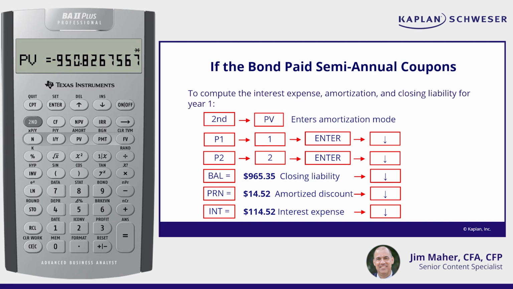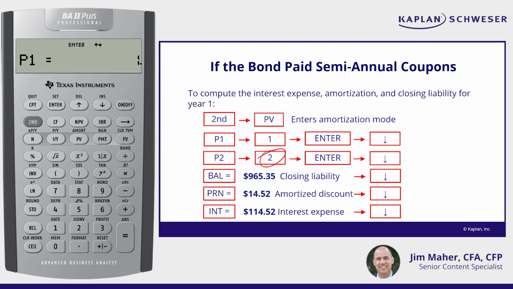So now to compute the interest expense, amortization, and closing liability for year 1, this should look like a similar exercise to what we've just done. Second, present value. There's our 1. But now what we're looking at is closing liability for year 1. We have 2 periods though, right? Our bond is a semi-annual bond. So now we've got to account for 2 periods, not just 1, okay?